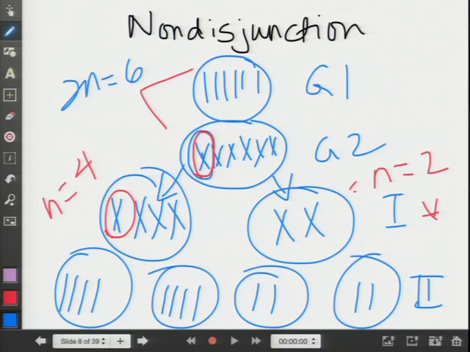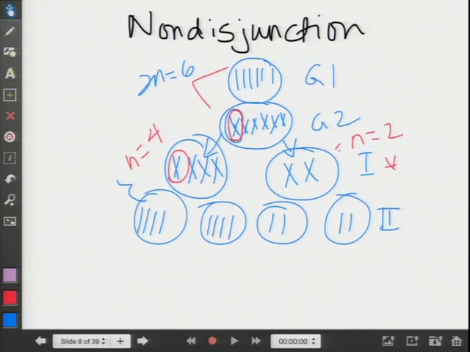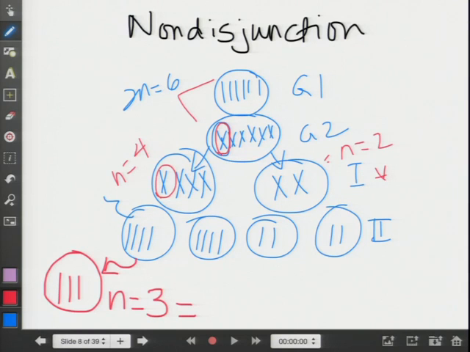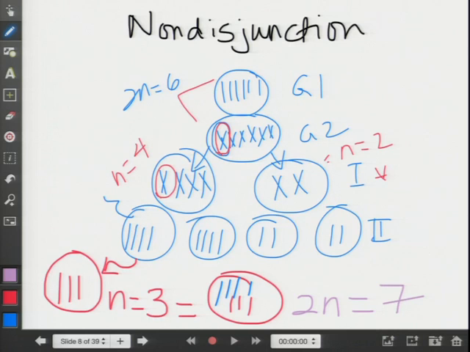The gametes are a mess. So if this one ends up being a sperm that fertilizes a normal, look at that, there's a little sperm guy. We'll say this is a normal haploid gamete, supposed to have 3, right? And this sperm gets jiggy, and we get that. That is not good. What does that 2n equal? Is that 2n equals 6?